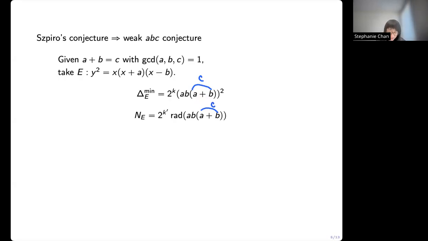And there are no primes that divide the conductor with higher exponent other than possibly 2, because A and B here are co-prime. So other than maybe 2 or 3, any prime that's of bad reduction cannot divide both A and B. So the conductor is just simply, up to this constant, the radical of A, B, and C.